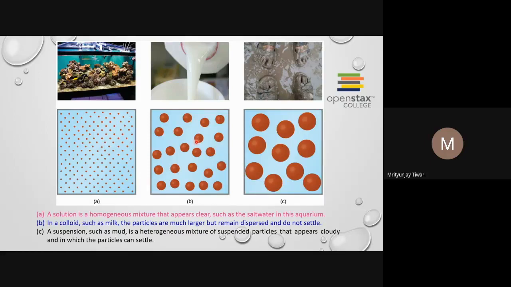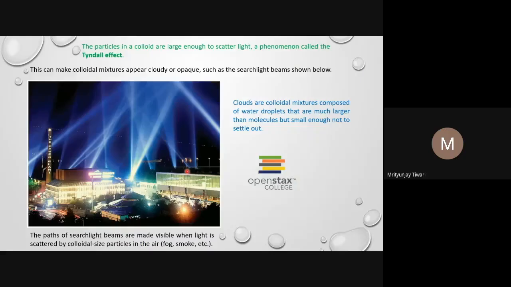This is a colloid, a representative example. The real life example is milk, and here we just see the solution, which is salt water. And this is mud, an example of a suspension. So the particle size in colloids is between that of solutes and suspensions. The particle size in colloids is smaller than the particle size in the suspension and larger than the particle size in the case of solution. And these particles are also heterogeneously distributed.